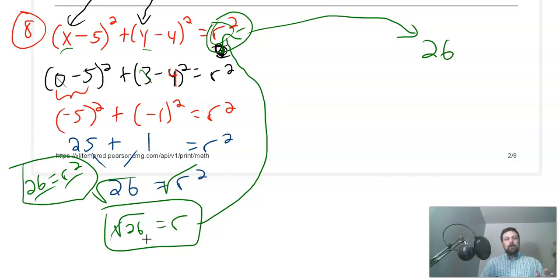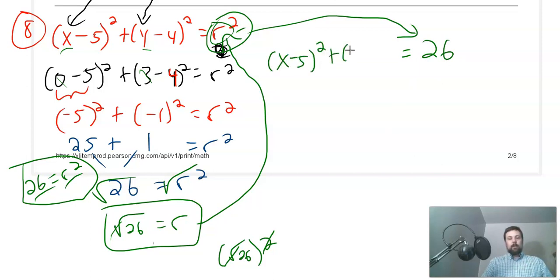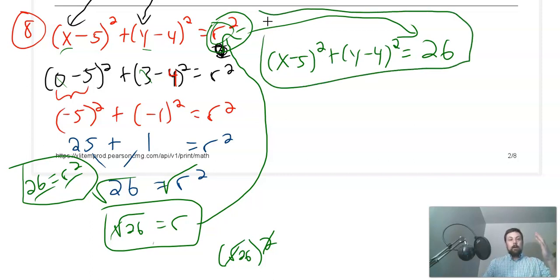It doesn't need to be squared again because it's already been squared. 26 is what you get when the radius has been squared. But if that bothers you, then just do how we did the first time. Solve it all the way down for r, plug that in here. You get the square root of 26 squared. The 2 and the square root cancel each other out, and you'll get 26 there either way, right? And so the left-hand side is going to stay the same. Nothing's changing over there. And so that is the equation of the circle that has a center at (5, 4) and passes through the point (0, 3).